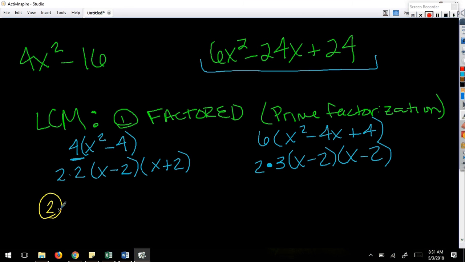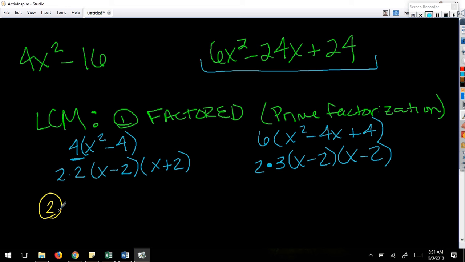Wait, how come there were 3 x's in the top one and there's only 2 there? There's 3 x's in what? X squared and then x. I put it in the box. If you foiled that back out, it would come back out. All right.